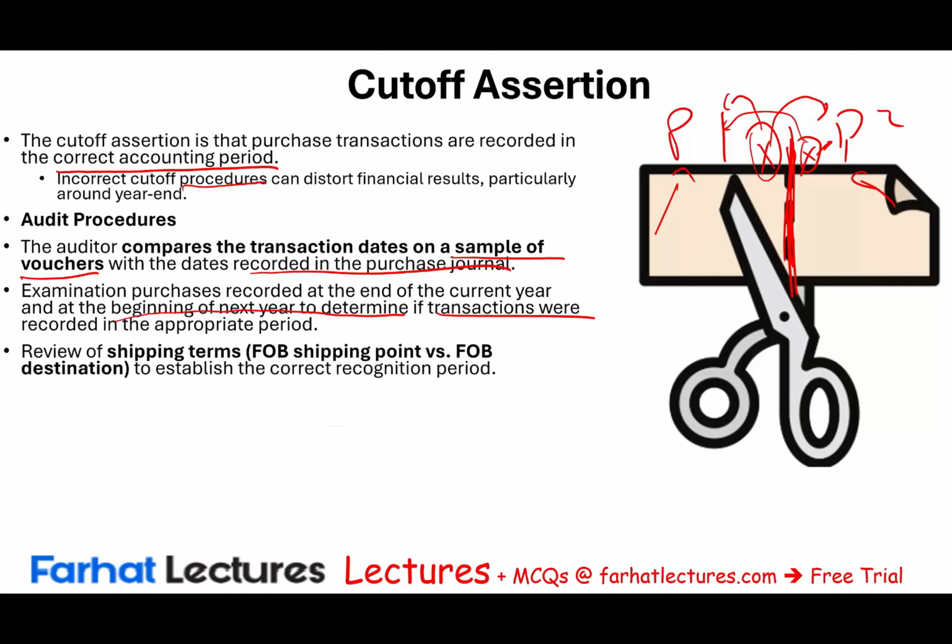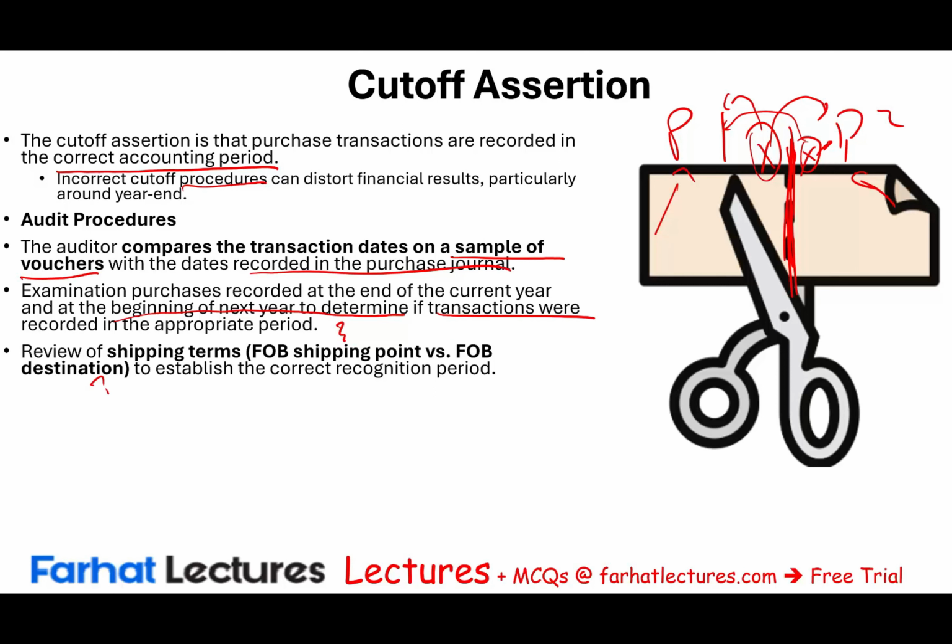Now, again, I'm not going to go over this in detail, but I have one whole session about the cutoff assertion when it comes to inventory, explaining what the cutoff is. Because when you do the cutoff for inventory, it's basically, in a sense, you're doing the cutoff for purchases. So you want to make sure you know the difference between FOB shipping and FOB destination.